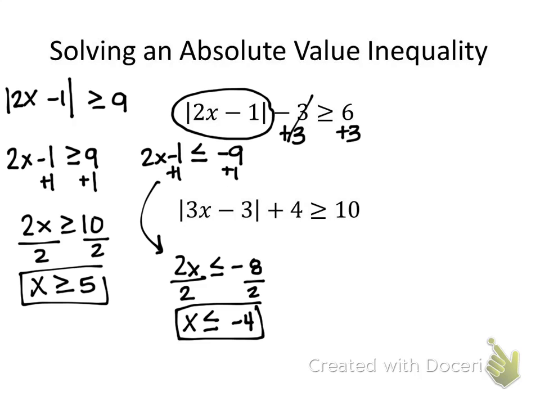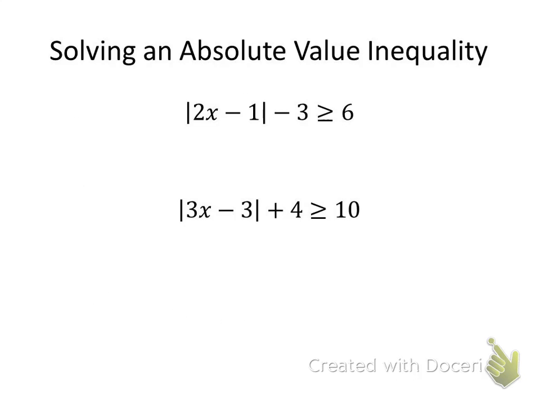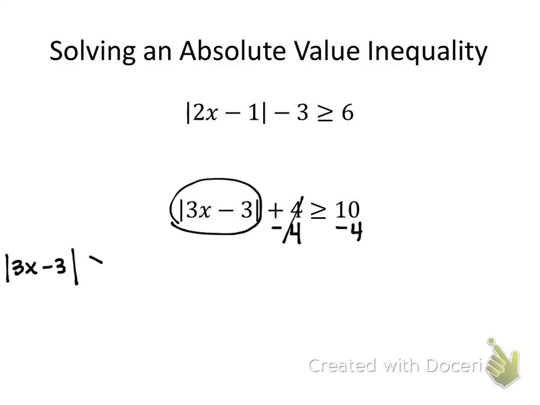Now, let's look at this next problem. And I'm going to go ahead and erase this so that you can see clearly. First of all, I need to check, is this the only thing on this side of the equation by itself? No. So I have to subtract 4 first, and I get the absolute value of 3x minus 3 is greater than or equal to 6. Now I can drop the bars and write it twice. So I'm going to write 3x minus 3 is greater than or equal to 6. And I'm also going to write 3x minus 3 is less than or equal to negative 6.